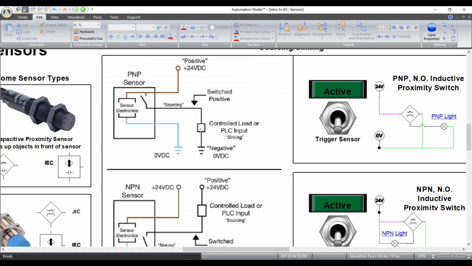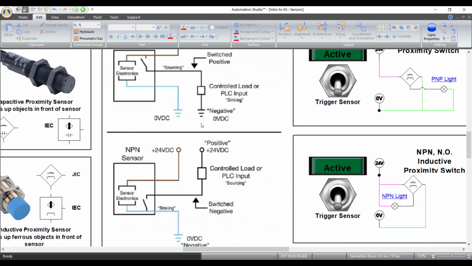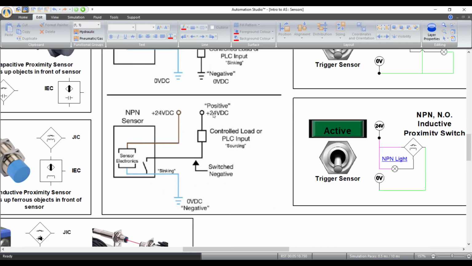so this could be a light. And then you have the blue, which is your ground. And basically what you're doing is you're supplying voltage to the load. So you're bringing 24 volts when a sensor is tripped, a contact will close, and you're supplying 24 volts to your load. Now on the other side of things, we have NPN, which is a sinking setup.